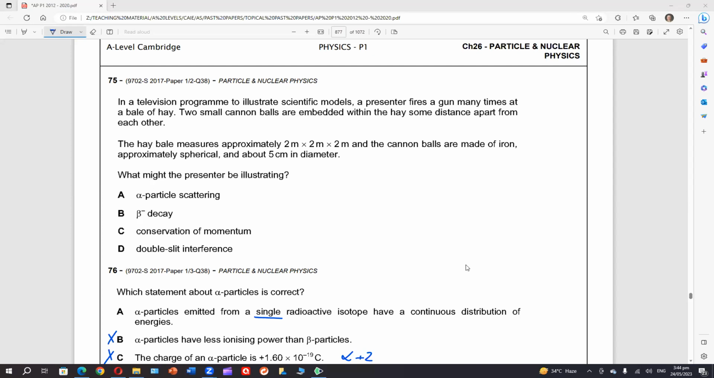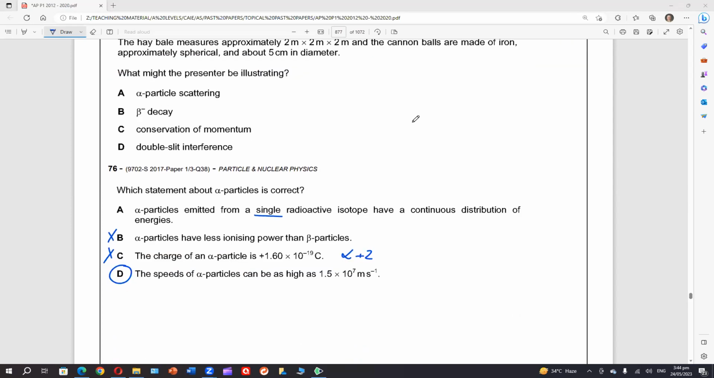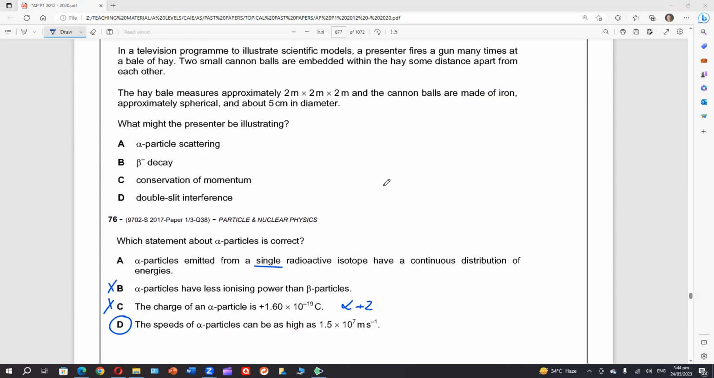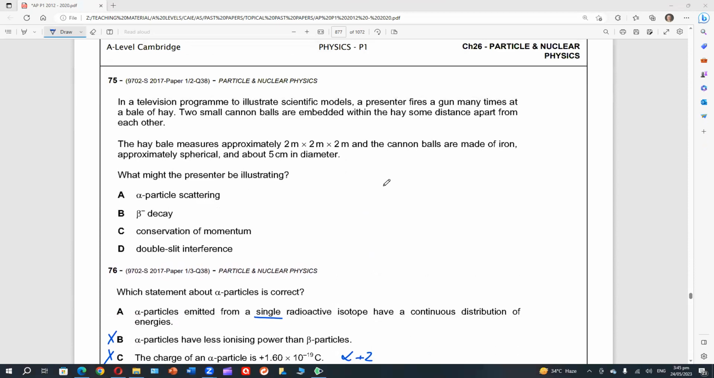No, 76, can I have highlighted it. Actually, the word single is giving a problem because many radioactive isotopes are able to emit alpha particles. Alpha particles travel at a good high speed. Now, 75. I have read it once.